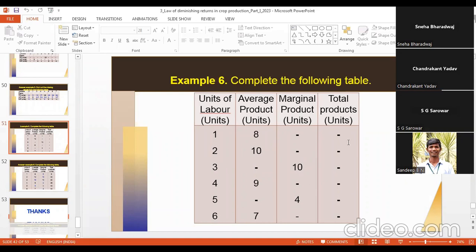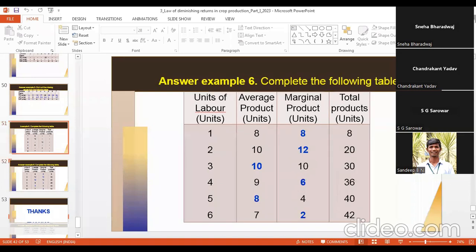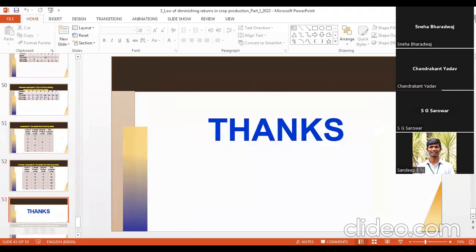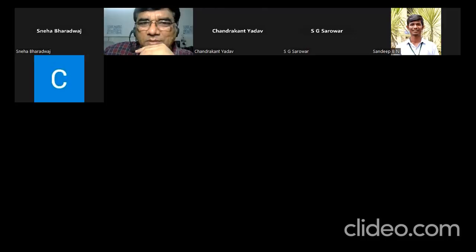Then 6 and 7. So you will get many values in total product, and also some are given in marginal product. So with the help of column 3 and 4, you can fill them up from each other, and then the average product. So it's not rocket science. I think each one of you can do it. The only thing is that you never practiced it, therefore you find it difficult. So these are the answers you can see for the fill in the blanks, and I'll share this presentation.